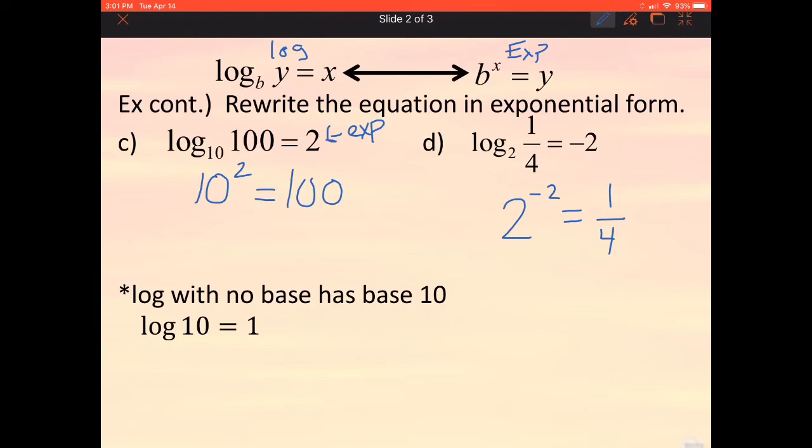Now, one thing you might see is logs without bases. Notice there is no little number right there. When you see that, that's called a common log. That means the base is automatically 10. So what this actually means is log base 10 of 10 equals 1. I just wrote the little 10 in there as its base. If you switch it to exponential form, our base would be 10 to the first power equals 10, and it would also be a true statement.